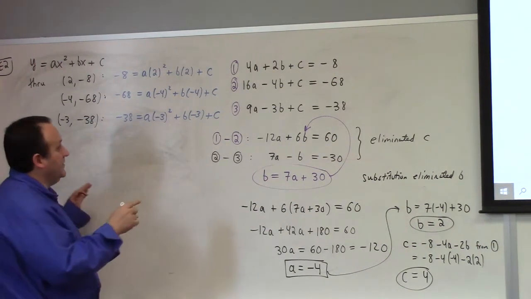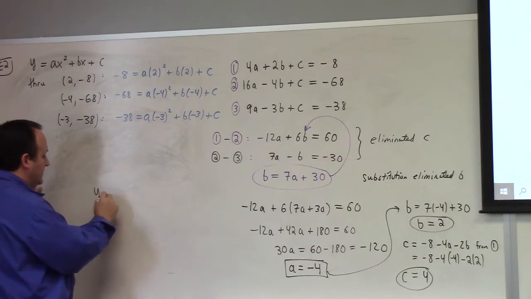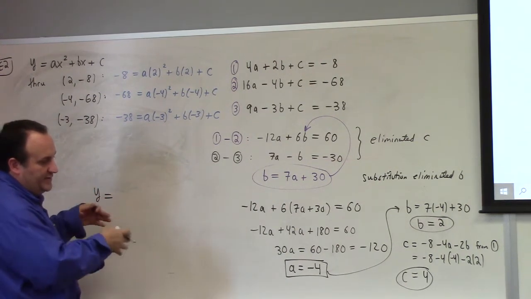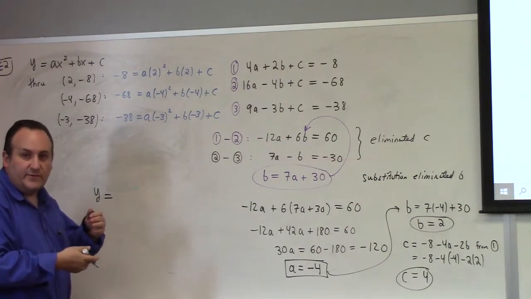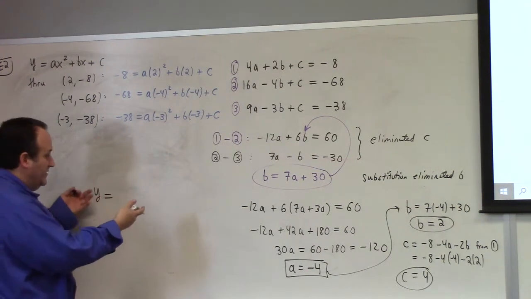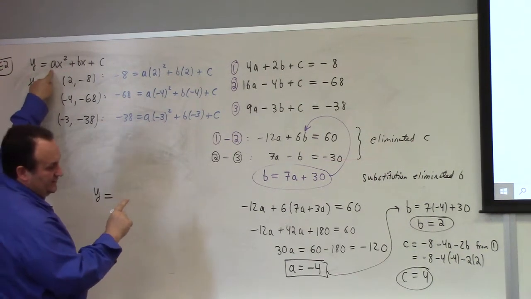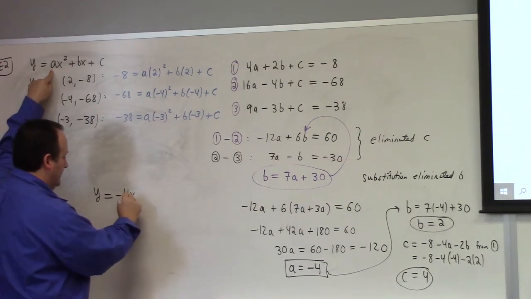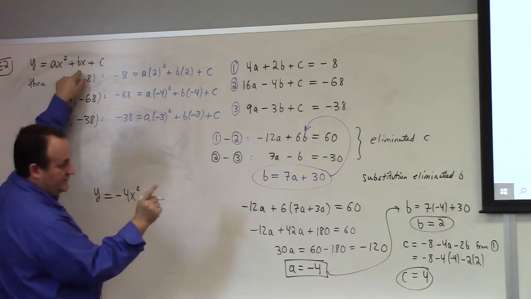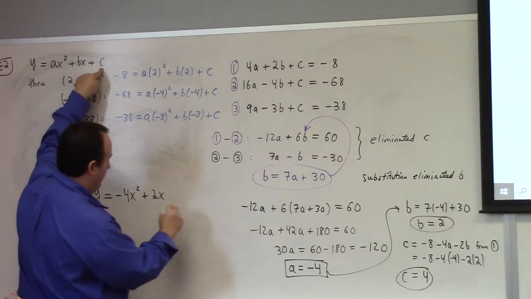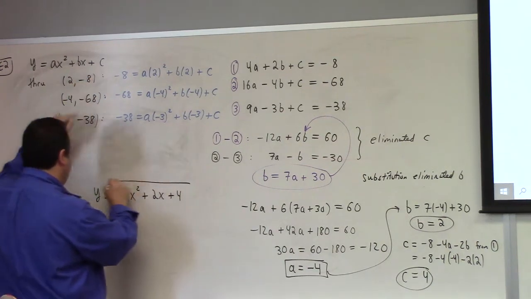Anyway, so the point here is the answer is y equals 2. So the answer here is not the triple minus 4, 2, 4, right? The answer here, we have to go back to the meaning of it. A is what? The coefficient of x squared, right? So A is minus 4x squared. B was 2, so plus 2x. C, 4. So there you go.